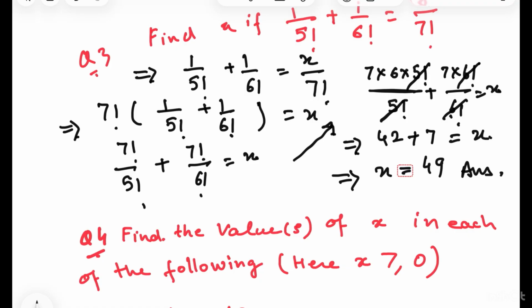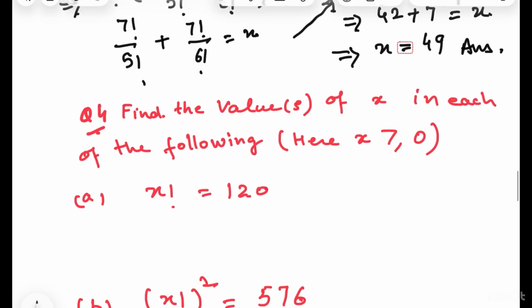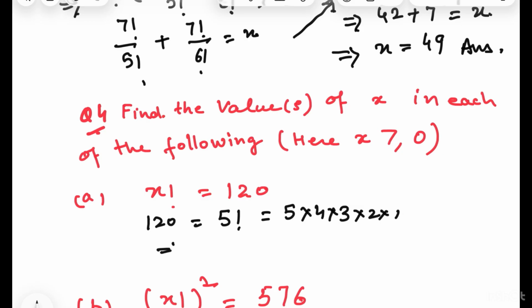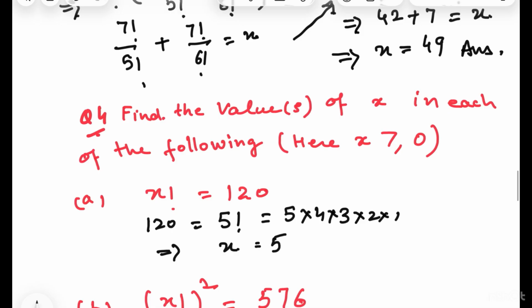So next is find the values of x in each of the following. Here x is greater than or equal to 0. So x factorial is equal to 120. देखिए तो हम ऊपर भी कर चुके हैं. What is x factorial? 120 is equal to 5 factorial. We know that this is equal to 5 into 4 into 3 into 2 into 1. 6 4 24, 5 20. This implies x is equal to, what is x? Is equal to 5. This is the answer.